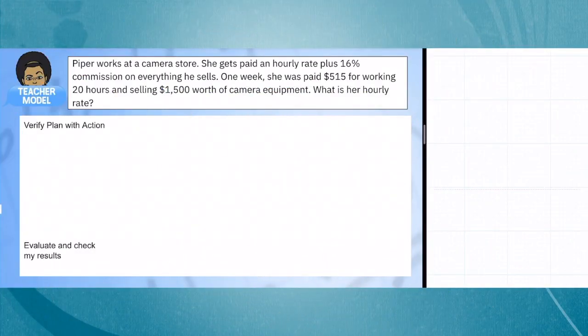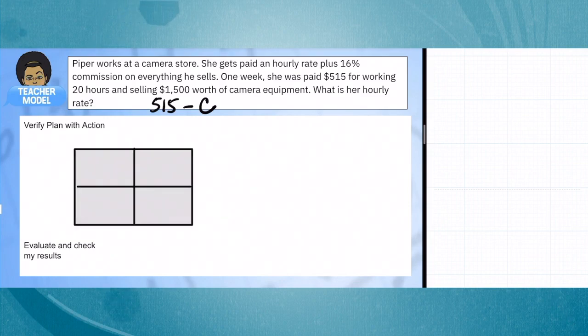All right, let's review the plan. We're going to take how much she makes, our $515, and we're going to subtract the commission. We're going to figure out that number using our ratio table. That's where we're going to find the commission. Then once we get that number, we're going to divide it by the 20 hours. A little bit more complicated, but we can do this.